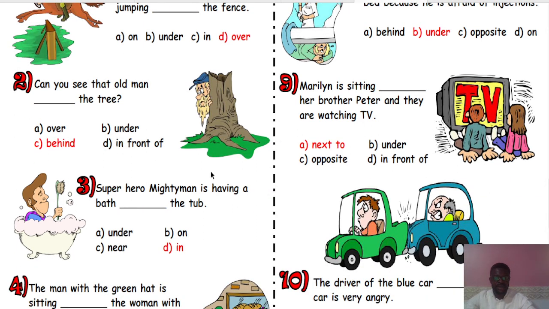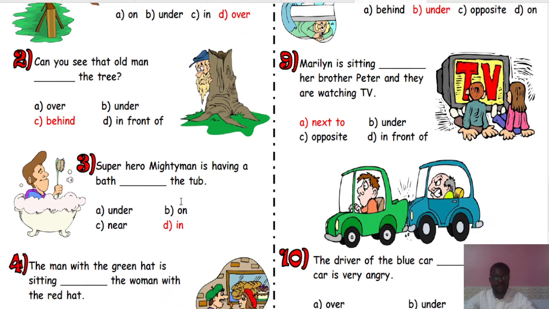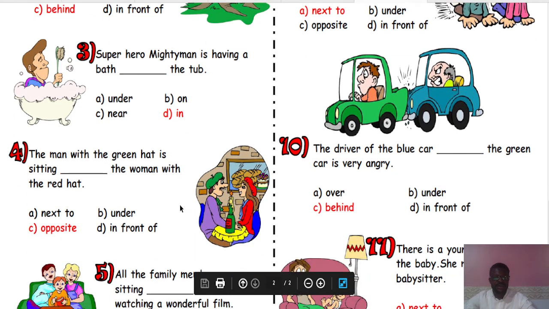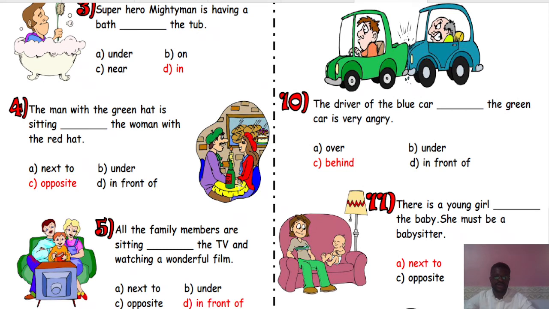So number 3, superhero mighty man is having a bath in the tub. You see, he's in the tub. In the tub. Number 4, the man with the green hat is sitting opposite the woman with the red hat. See the man here, over here. They're sitting opposite, directly opposite to each other.